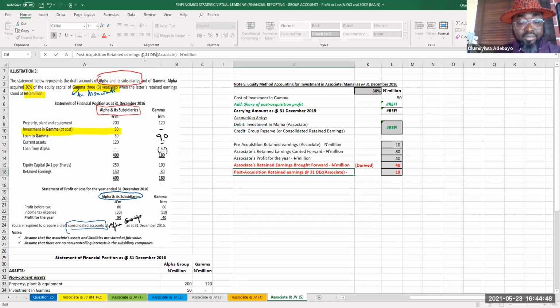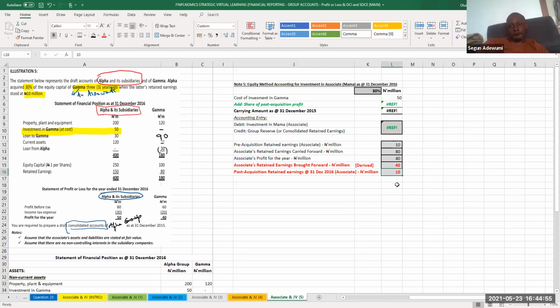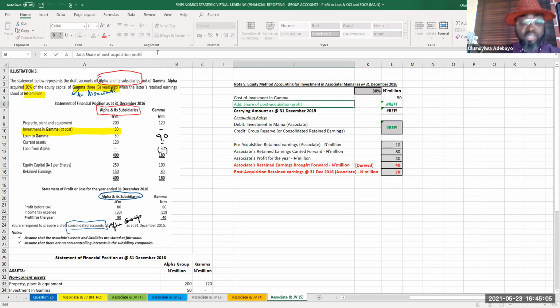As at end of the year, is how much? 70. 70, which is the difference between 80 and 10. Therefore, what percentage are we looking for? We are looking for the 30%, which is the stake we have in that 70 million.